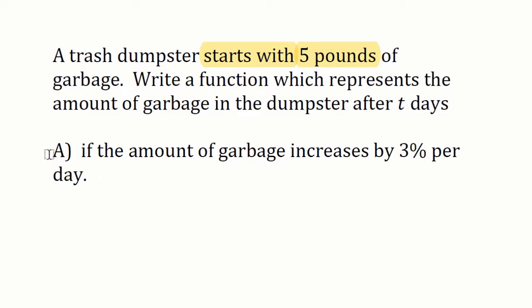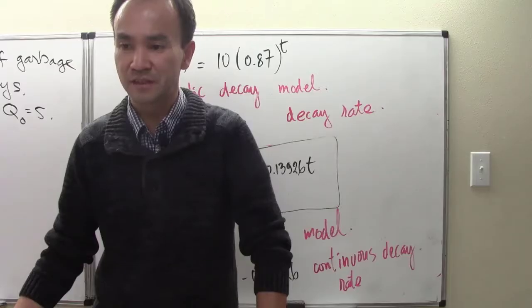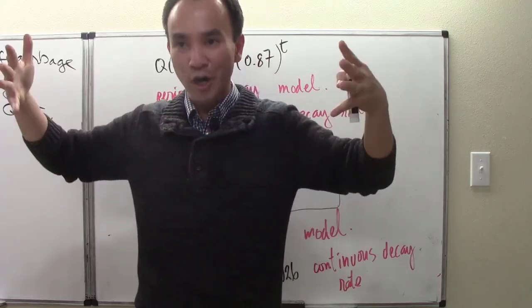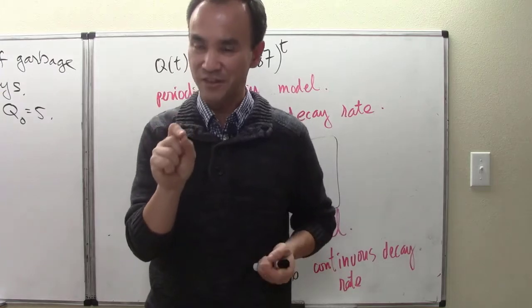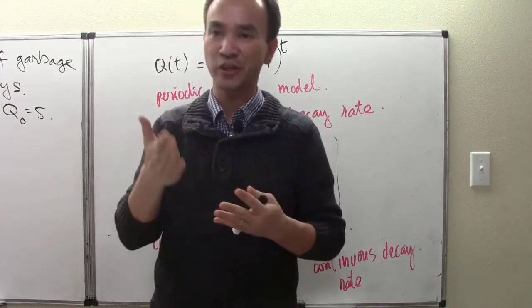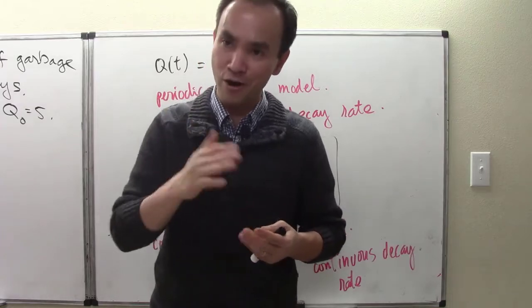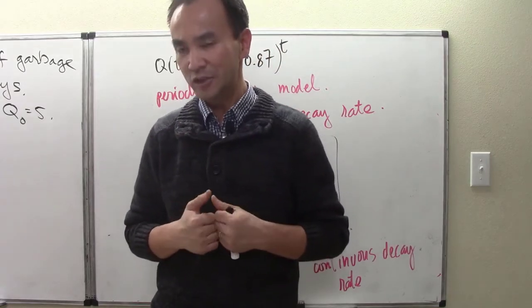But now the situation in part A is that we want to find a function where the amount of garbage increases by 3% per day. So "increases," okay, and then "3% per day." These two pieces of highlights indicate that, first of all, our amount of garbage is a growth. And that constant rate given right there indicates clearly that eventually we're going to lead into an exponential function model to model our garbage amount.